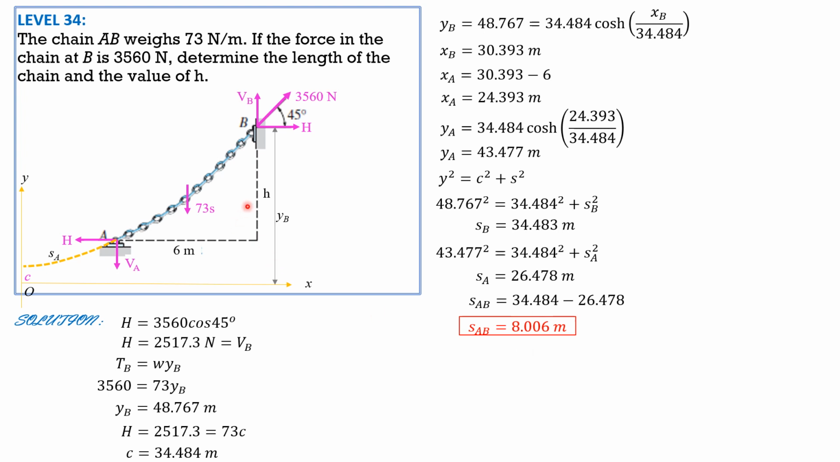Then for H, it is YB, 48.767, minus YA, 43.477. So H is 5.290 meters. So if we check our answer, the straight line distance from A to B should be very slightly shorter than the actual length of the chain. By Pythagoras theorem, square root of 6 square plus 8 square, where h is 5.290 square, it will give us about 8 meters, which is expected to be slightly lower than this. So that's the way to check your answer.